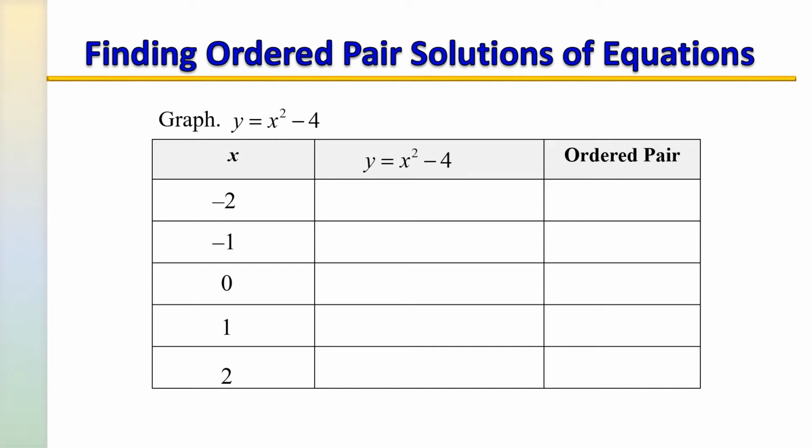Finding ordered pair solutions of equations. In this example, we're asked to graph y equals x squared minus 4. Now this is nothing more than a parabola that has been shifted down 4 units if you were to use the translation method to graph it. But here, let's go ahead and graph it by plotting ordered pairs, which is another method you can use.